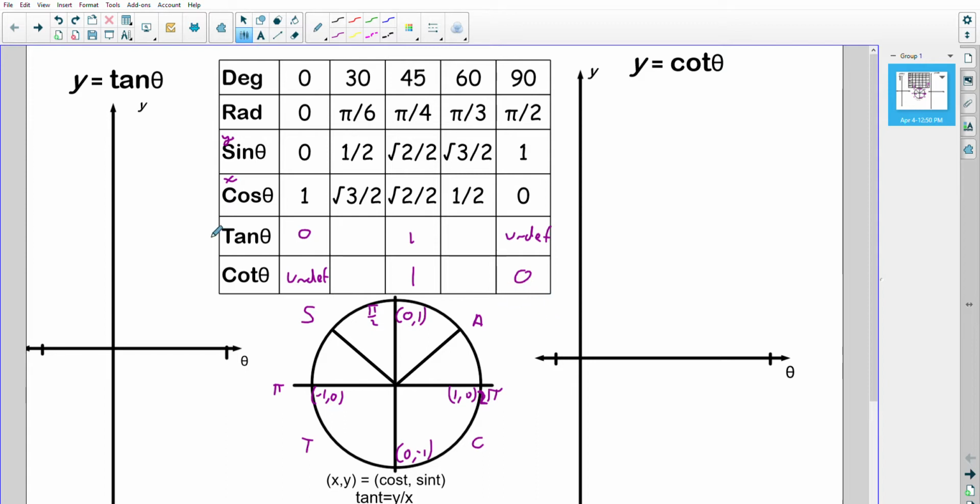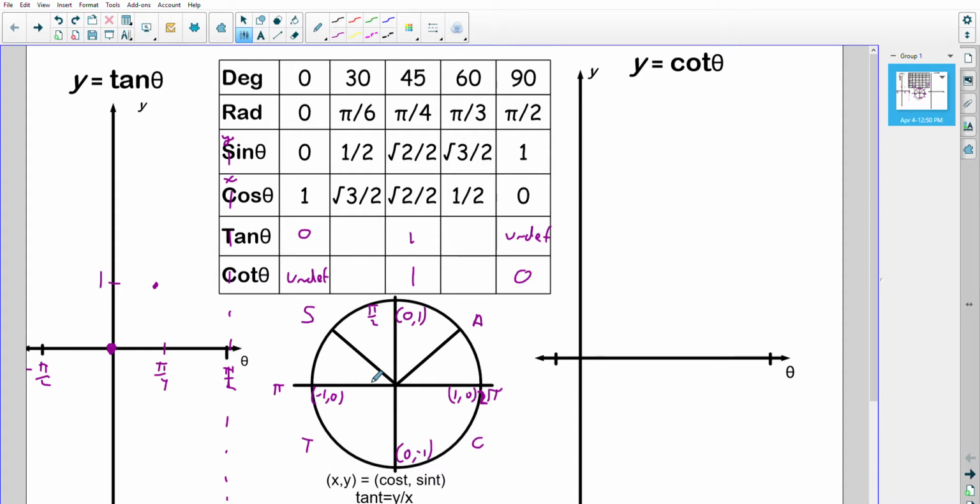Now I want to graph these on the tangent graph, so I'm looking at 0, 0 is 1 point. Go to the next one, pi over 4, 1. And the third point is undefined at pi over 2. Undefined means I'm going to draw an asymptote at pi over 2.